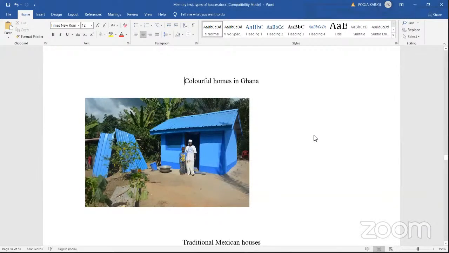I want you guys to research right now, not as homework. Try to find traditional homes of India, as many as you can. I'll give you 15 minutes. I want you to find traditional houses and what materials they are built from in India. I'll give you 15 minutes to do that.